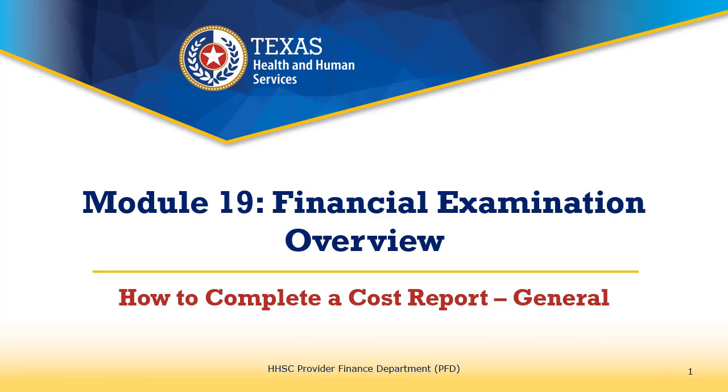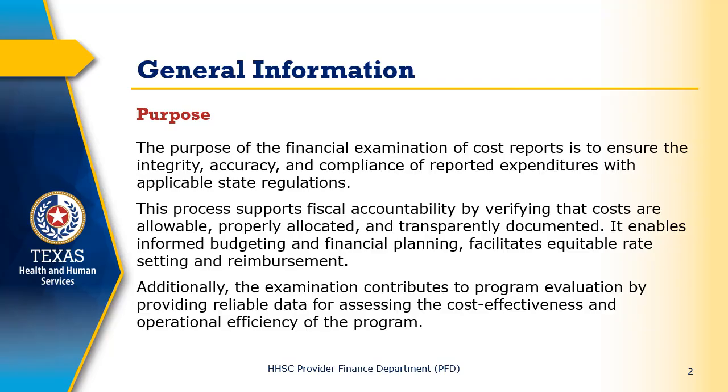In Module 19, we will provide a complete overview of the financial examination process. The purpose of the financial examination of cost reports is to ensure the integrity, accuracy, and compliance of reported expenditures with applicable state regulations. This process supports fiscal accountability by verifying that costs are allowable, properly allocated, and transparently documented. It enables informed budgeting and financial planning, facilitates equitable rate setting, and reimbursement. Additionally, the examination contributes to program evaluation by providing reliable data for assessing the cost-effectiveness and operational efficiency of the program.